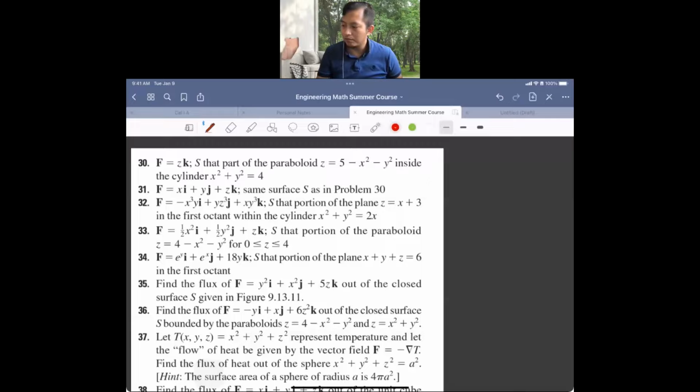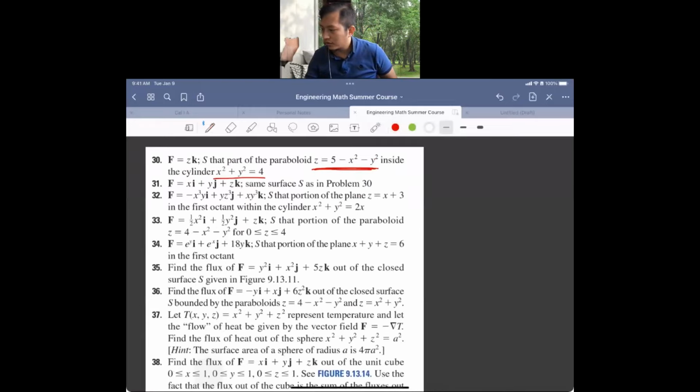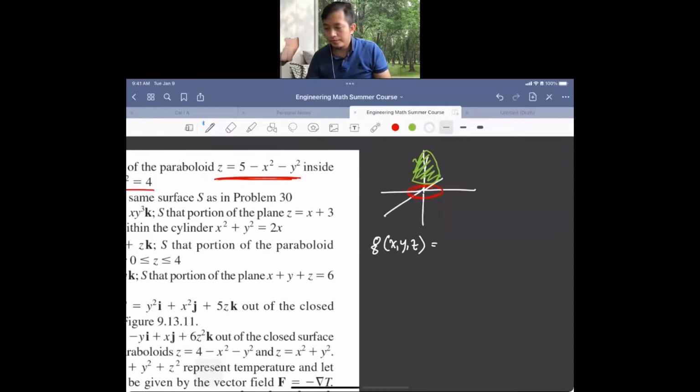Okay, let's say we start from here. We see that this S is part of this and inside this cylinder, which means that we have a cylinder down here in the XY plane. And then we have the paraboloid that is going to be maybe around here. That's a paraboloid. From this paraboloid we could make our function g, that is x squared plus y squared plus z minus 5. Let's say this is our g.